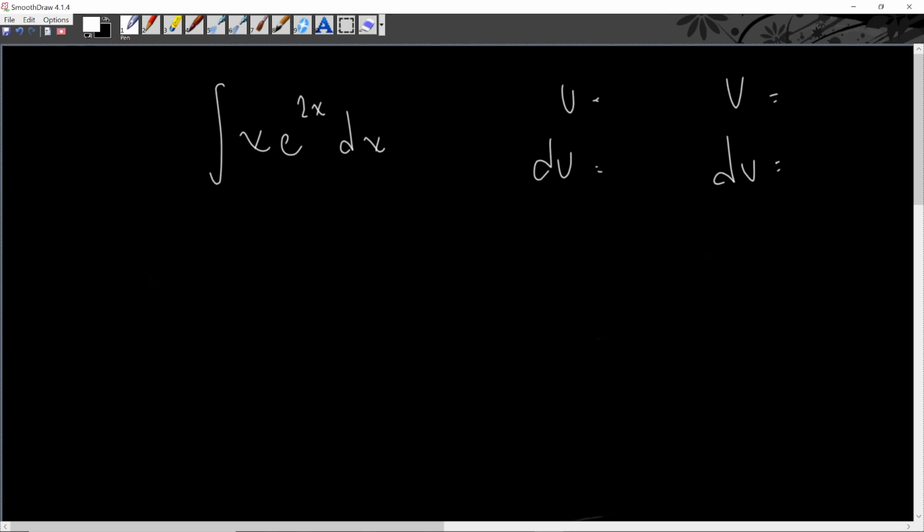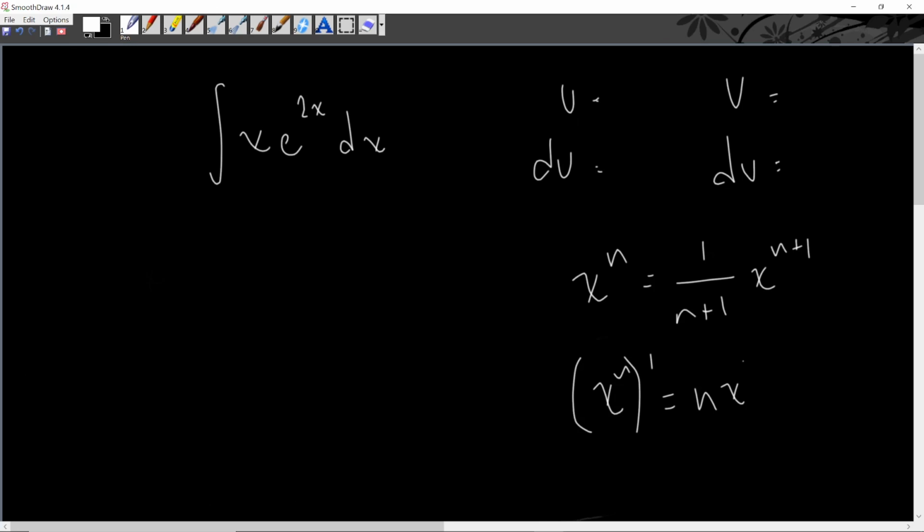Now, this is a matter up to debate. Some people might consider e to the power of 2x easier to integrate, but let's look at our derivative rules. We know that the integral of x to the power of n is going to be 1 over n plus 1 times x to the n plus 1. Again, if the derivative of x to the power of n is n times x to the n minus 1, we want the n plus 1 and n plus 1 to cancel out so that we don't get anything in front of the x, right?